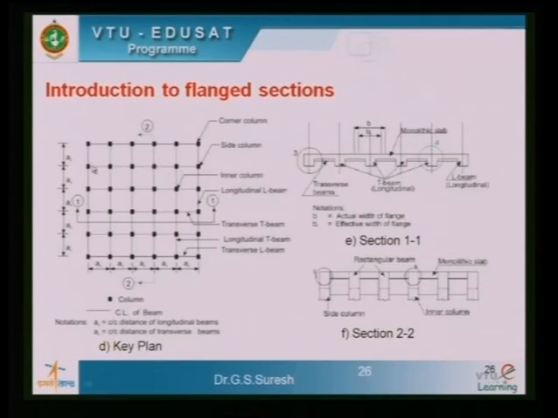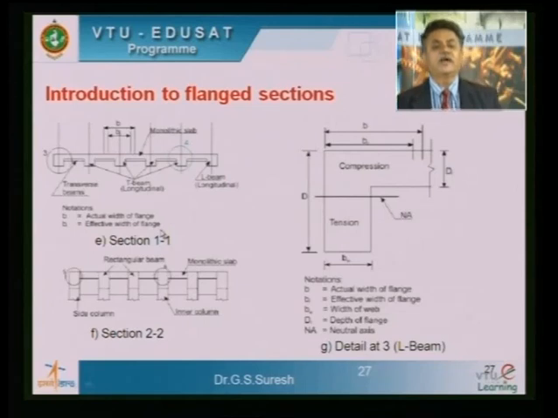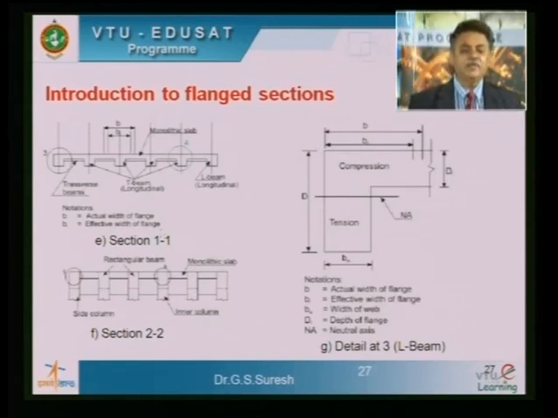Here you can see a series of columns provided in a frame structure, and you have the beams in x and y direction. If I take a section across one of the beams, you can see this edge, this is the cross section I have shown, this is L beam and this is a T beam. And in case where there is no contribution of the slab onto the beam at the supports, it is considered as rectangular beam. That is, on the supports I have taken the section 2-2, that will show you as the rectangular beam.